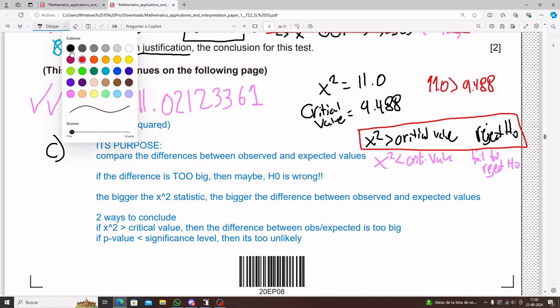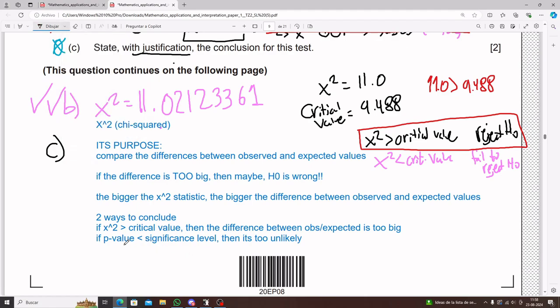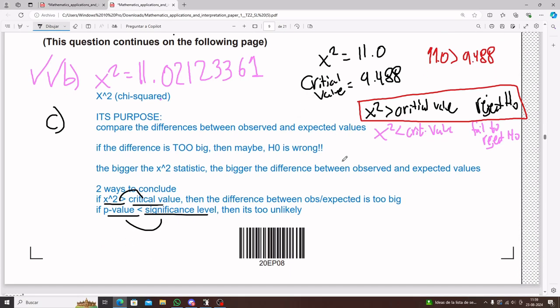The other way you can conclude is using the p-value and the significance level. So make sure you're associating the right things with the right things. P-value with significance level, chi-squared with critical value. Okay? The other thing you can say is, okay, so your p-value gave us 0.02.